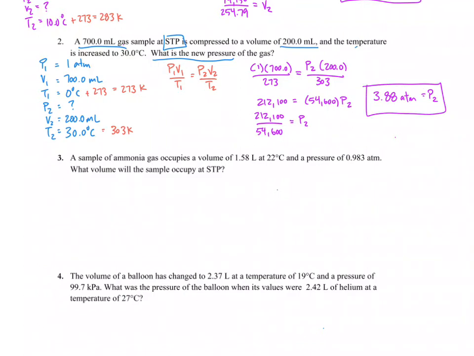Let's try example number 3. A sample of ammonia gas occupies a volume of 1.58 liters at 22 degrees Celsius and a pressure of 0.983 atmospheres. What volume will the sample occupy at STP? So again, I've got pressure, volume, and temperature. This is the combined law. So I'm going to list my variables. P1, give me 1 second.